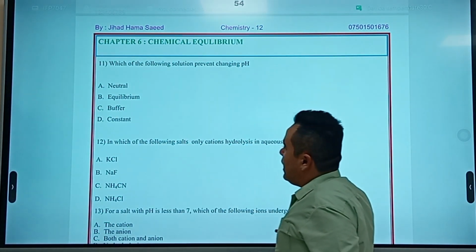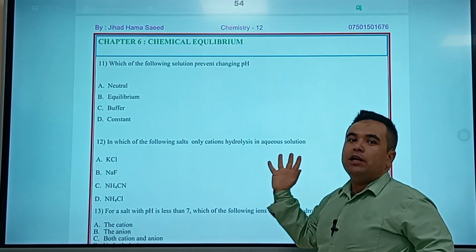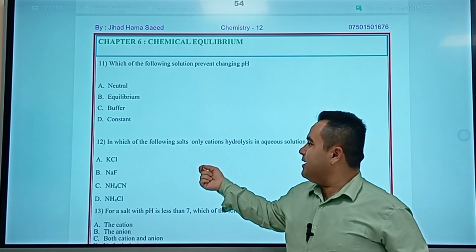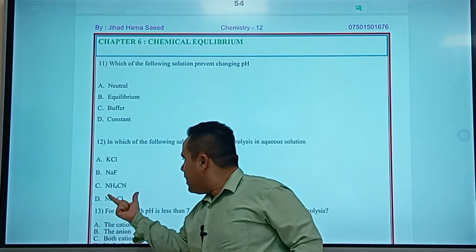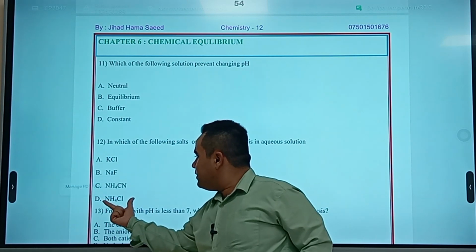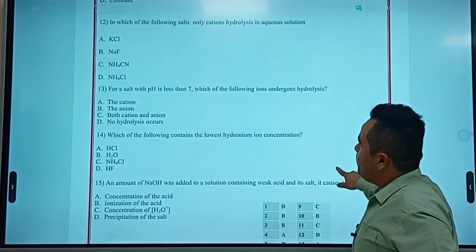Buffer. In which of the following salts is there only cation hydrolysis in aqueous solution? The salt should be acidic. So which one is acidic? This is both hydrolysis. This is anion. That's neither. D is the correct answer, which is cation hydrolysis.